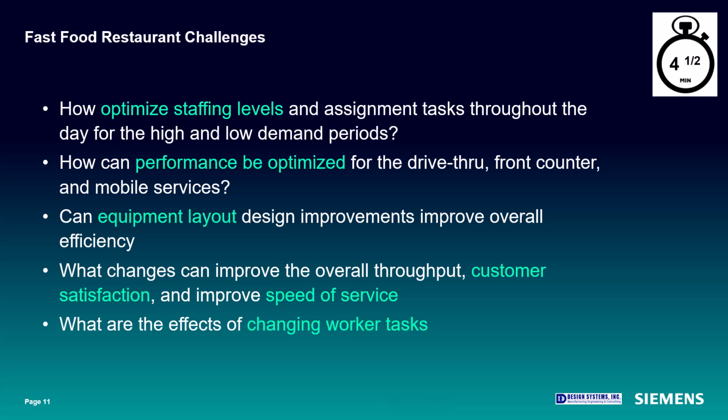Can changing the equipment layout improve the overall efficiency? And how can you optimize equipment utilization? Could adding additional equipment improve performance? The ultimate goal is to improve customer satisfaction and improve the speed of service. So what changes can you make to improve both? And what would be the effect of changing worker tasks? For instance, if you have a worker who is assembling sandwiches, could they also manage the fryer? So let me turn this over to Gabrielle.